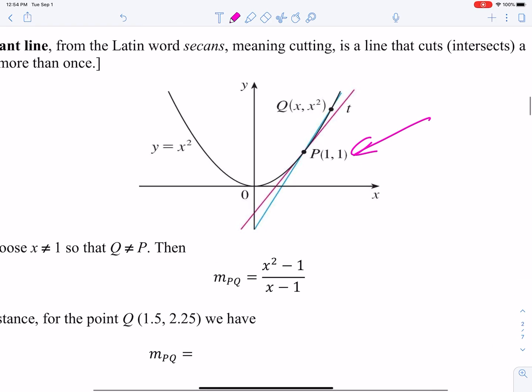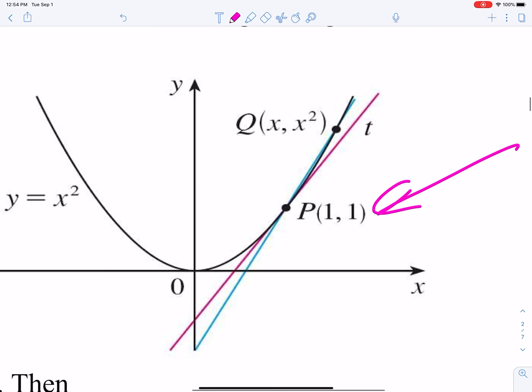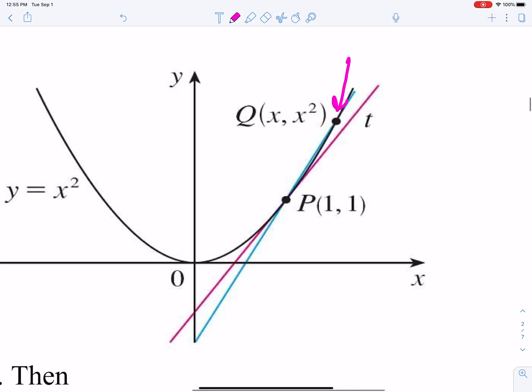So what we could do is pick another point, let's say this point right here, Q, (x, x squared). It's somewhere on the curve. But if we use that point to approximate the slope and equation of T, you can see, as the blue line connects those two points, that's a problem. That's really far off from line T. So it would not be a good approximation.